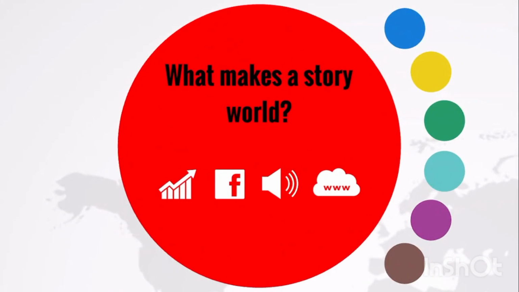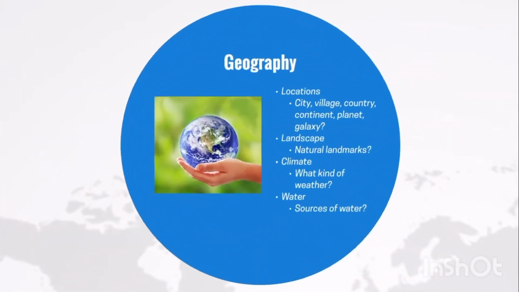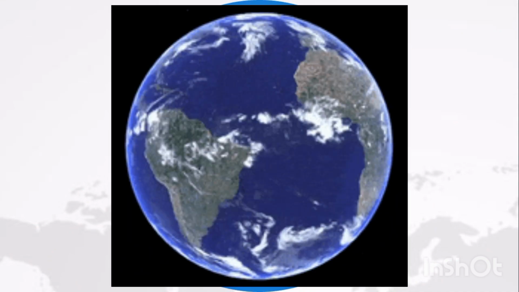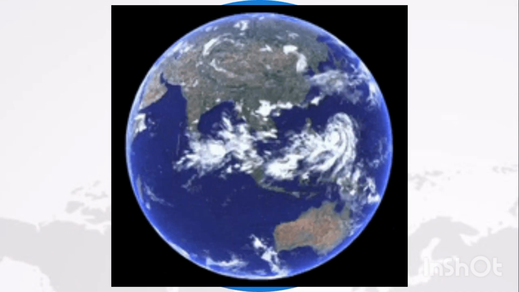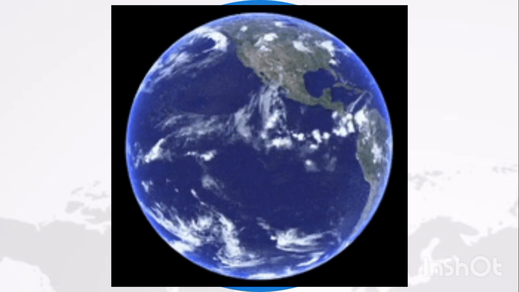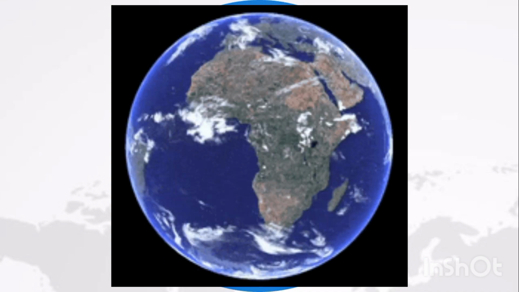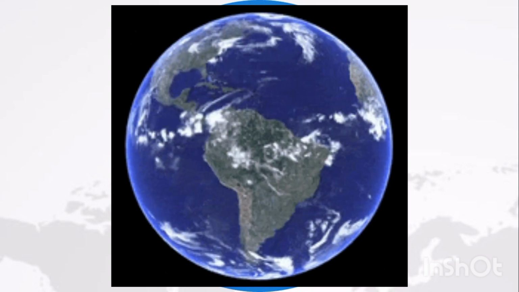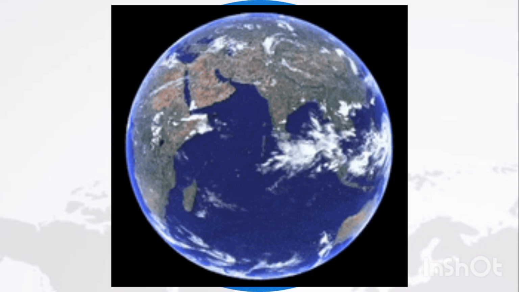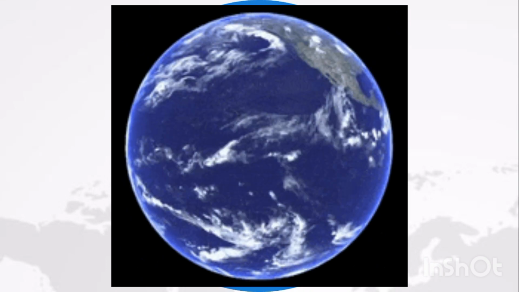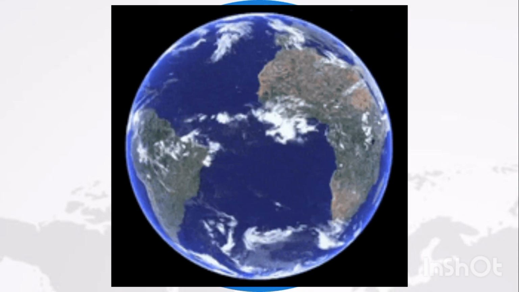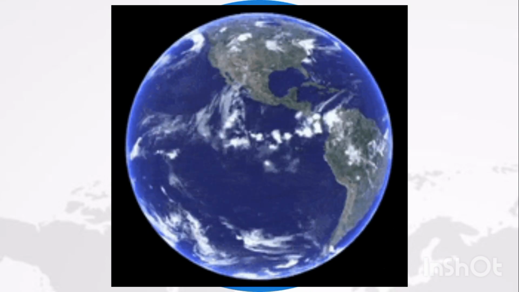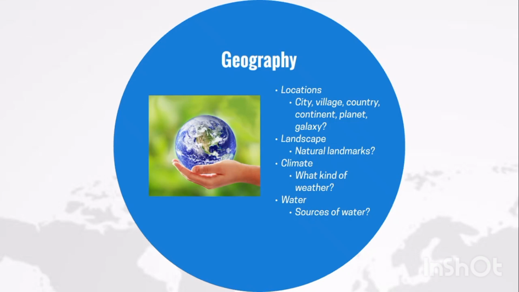Now, what makes a story world? As I said before, geography is vital. Locations, like cities, villages, countries, continents, planets, or even galaxies if you're getting interstellar. The landscape, like natural landmarks, any iconic hills or forests or anything of that nature. The climate, what kind of weather?